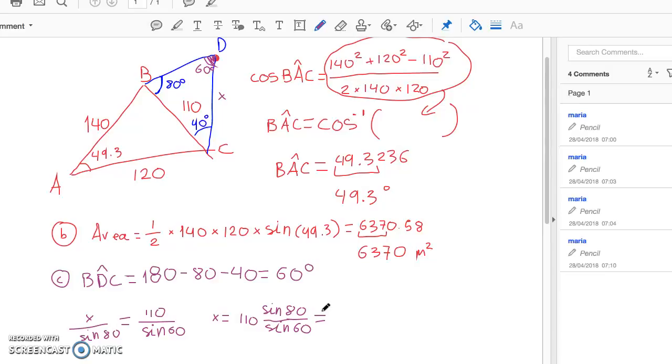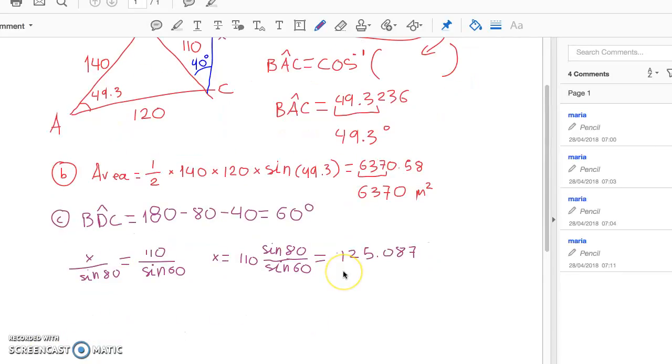That gives me the length x. Using the calculator, that's equal to 125.087. Remember, I want 3 significant figures, so my answer is 125 meters.